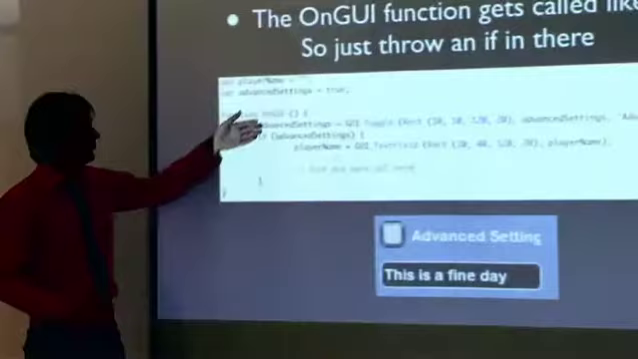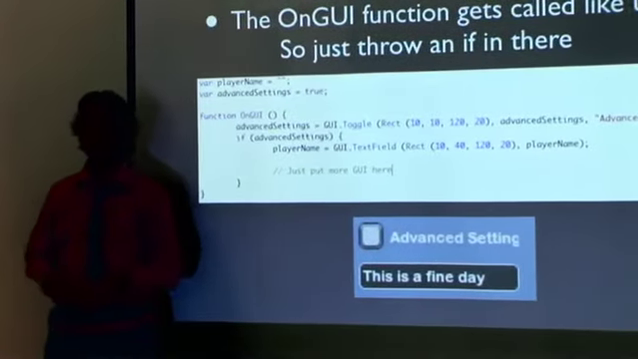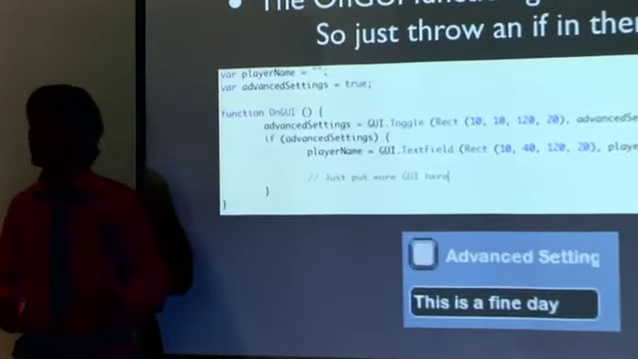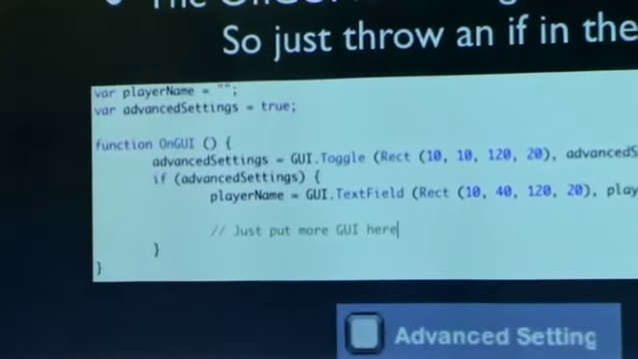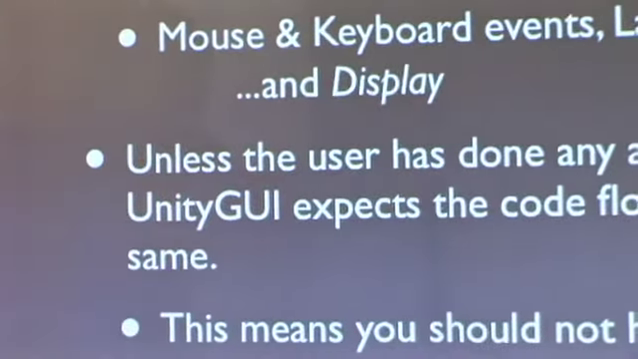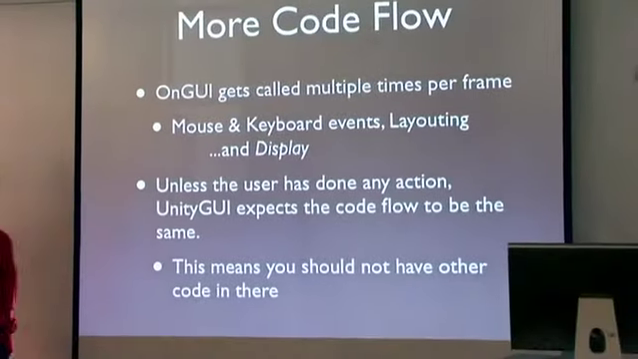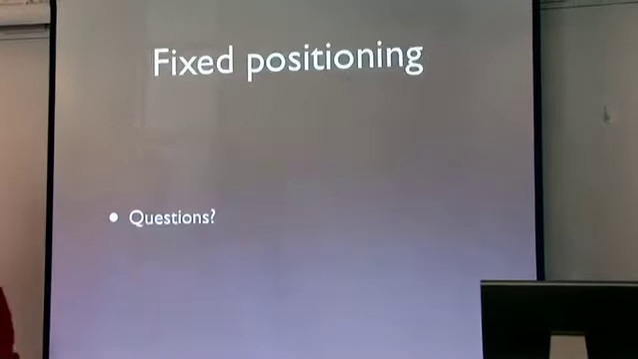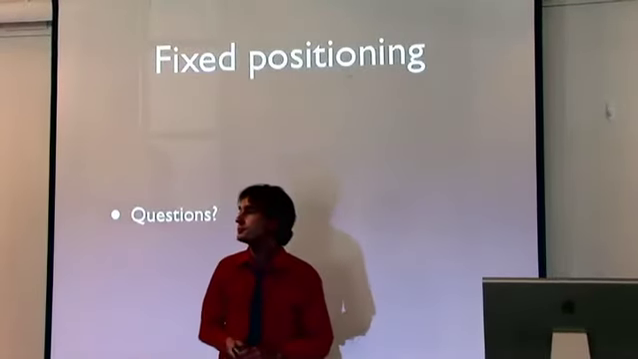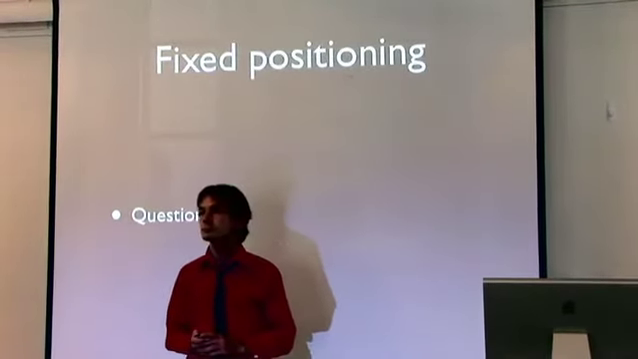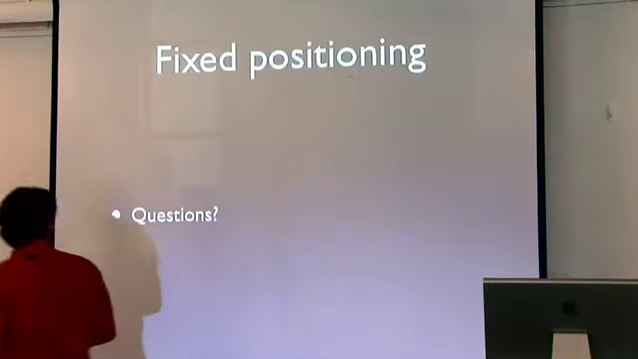Naturally, you can use for loops as well in here if you want to have many things listed next to each other, like a directory listing. That's perfectly fine. But yes, don't put other code in your onGUI. Good. So this is a basic fixed positioning. Any questions, real quick? Okay, cool. So we move on.